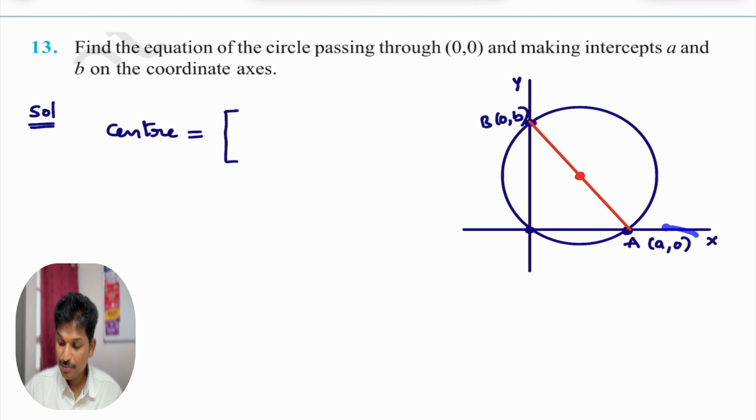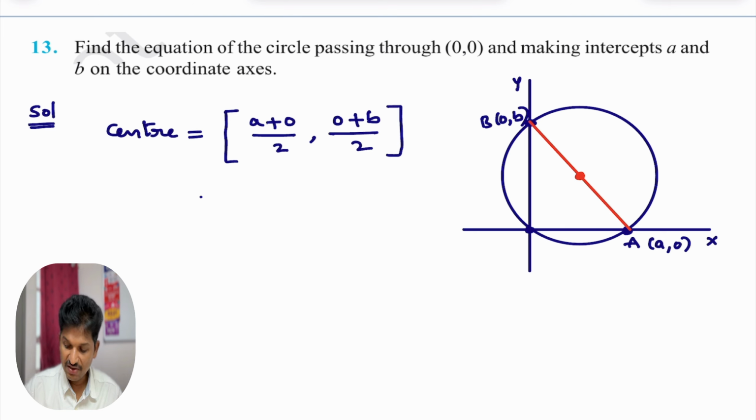The center is the midpoint of AB. Midpoint formula: x1 plus x2 by 2, that means 0 plus A, that is A plus 0 by 2, comma y1 plus y2 by 2, that means 0 plus B divided by 2. Okay. So what is the center? The center is A by 2 comma B by 2.